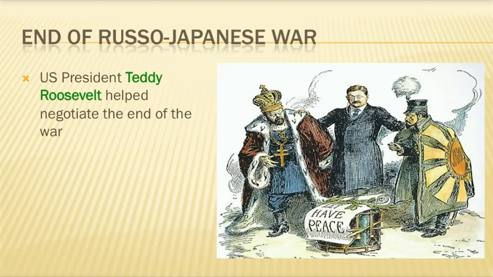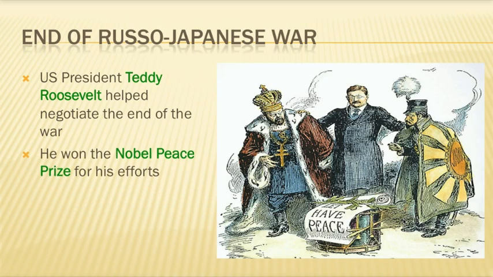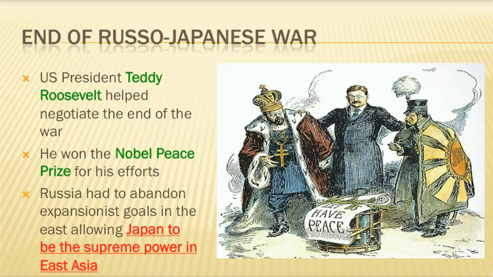Little information here for you. At the end of the Russo-Japanese War, U.S. President Teddy Roosevelt helped negotiate the end of that war, and he won the Nobel Peace Prize for his efforts. And Russia had to abandon its expansionist goals in the East, allowing Japan to become the supreme power in East Asia. So if we've gathered anything from this point, Japan's imperialistic pursuits have made them tough to beat and pretty much number one in Asia.